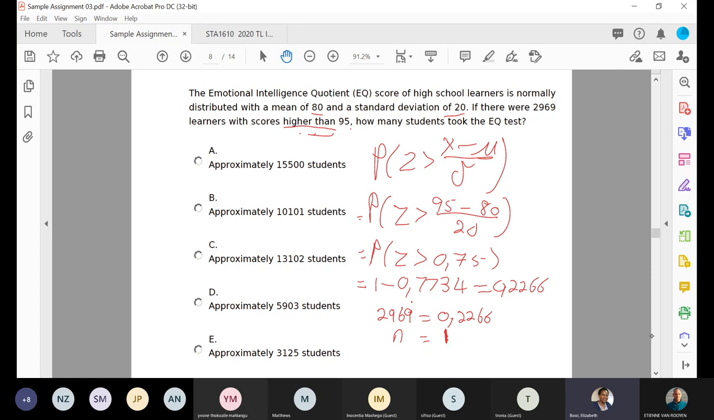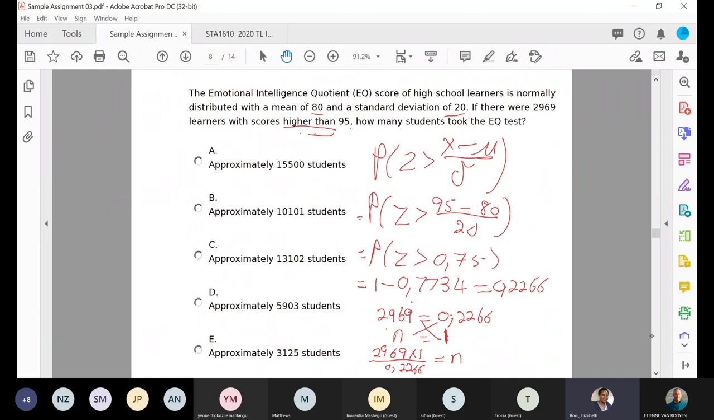So in order for me to find the N, I need to cross multiply. So I'll multiply to find N. If I cross multiply, N will multiply there, and 1 will multiply with 2,969. Multiply by 1, and because I'm cross multiplying, I'm moving things around, I'll divide by 0.2266. What do you get?